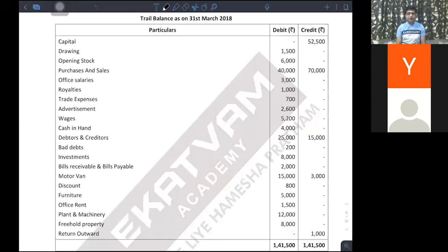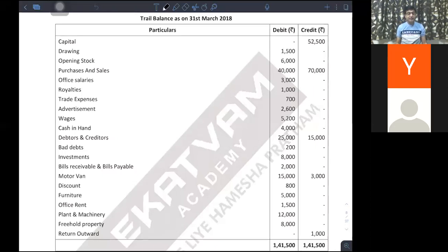Trade expenses, advertisement. Now, trade expenses do not mean the expenses for the trading activity. Trade expenses means the expenses for business which cannot be merged with any other. So those are a kind of miscellaneous expenses, and miscellaneous expenses are considered indirect expenses. Advertisement, wages, cash in hand, debtors and creditors. Debtors will always have debit balances. So the debit given here, that is 25,000, is nothing but the value of your debtors, and 15,000 is the value of your creditors.